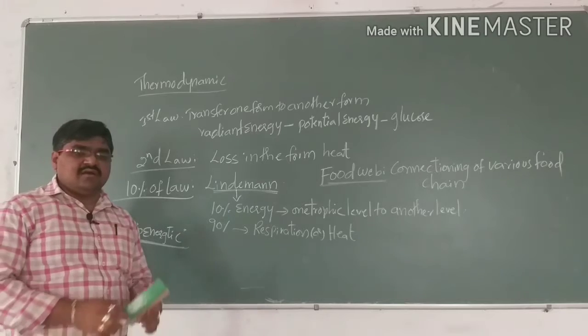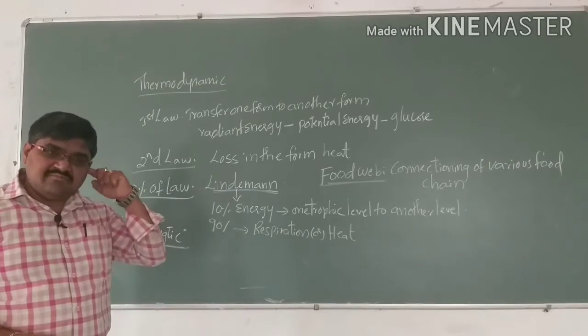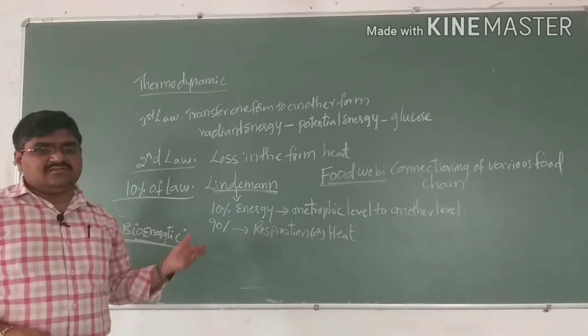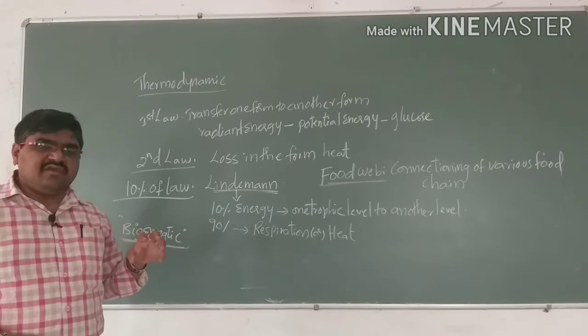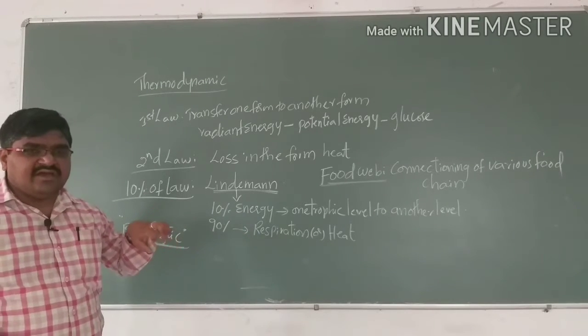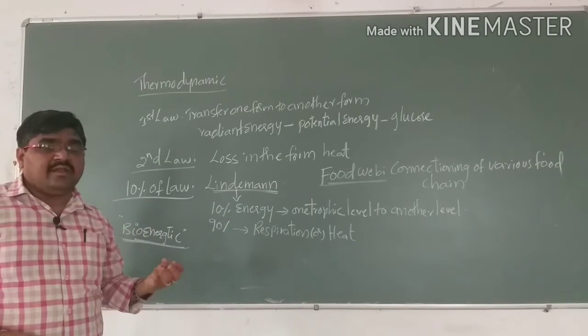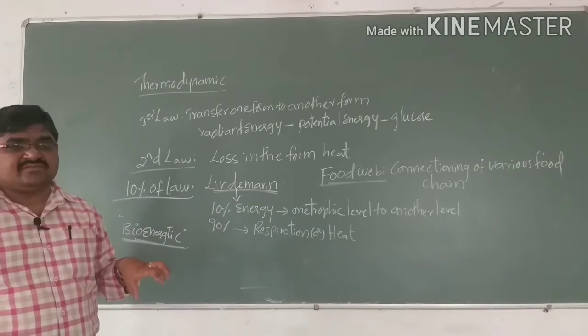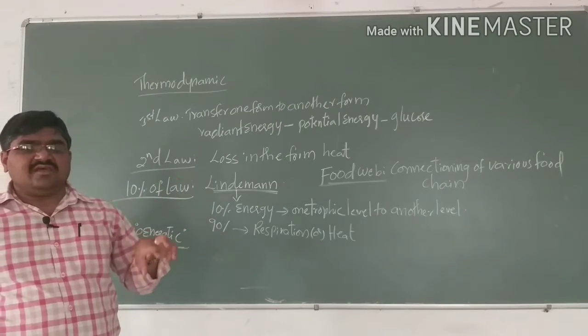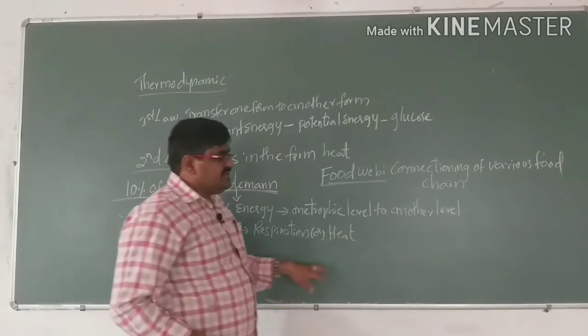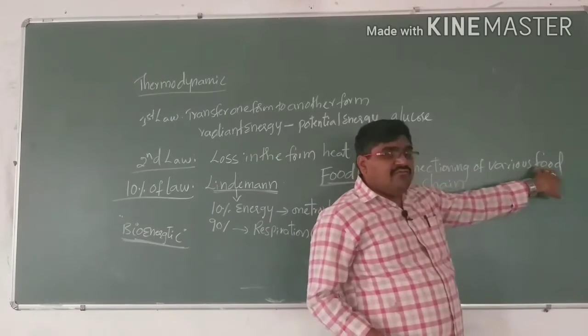For example, grass is eaten by the grasshopper, and that is eaten by insects. So one trophic level is occupied by various types of organisms, which are eaten by various other organisms, connecting several food chains.